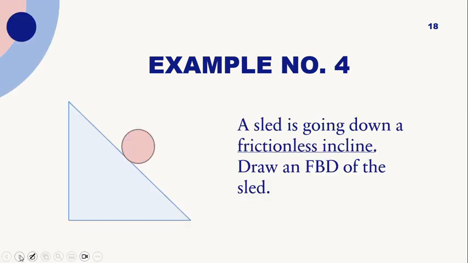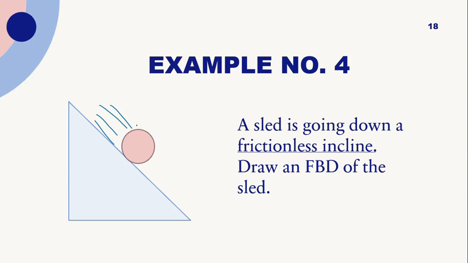Example number 4. A sled is going down a frictionless incline. Draw an FBD of the sled. If you've already seen our Intro to Forces video, then you've already seen us solve this problem. You can use the timestamps in the description box, just skip to the next one. We know that the sled is going to move this way. We also know that gravity is what will cause the sled to move down the incline.